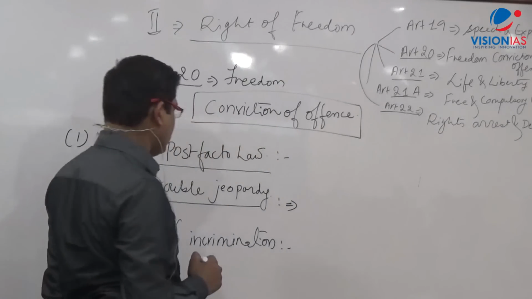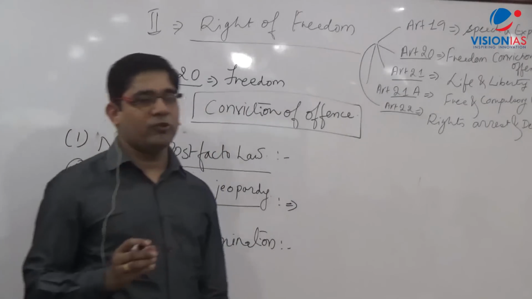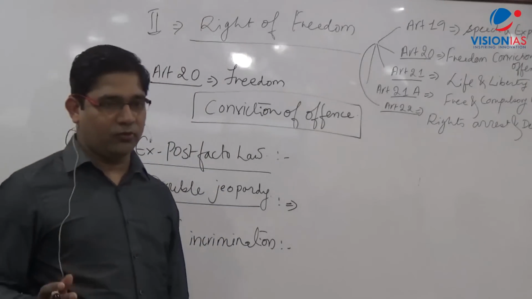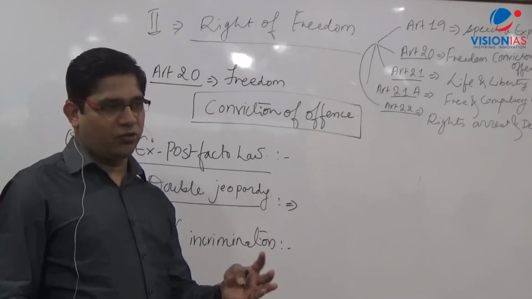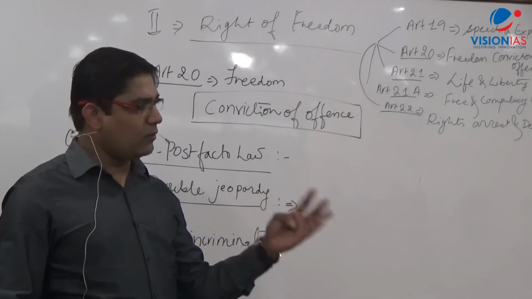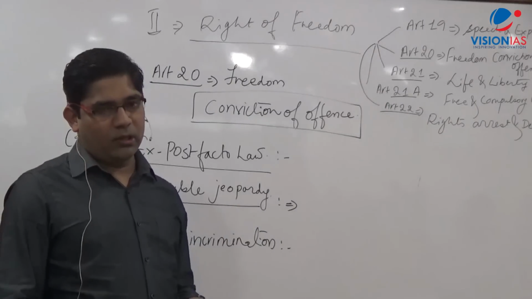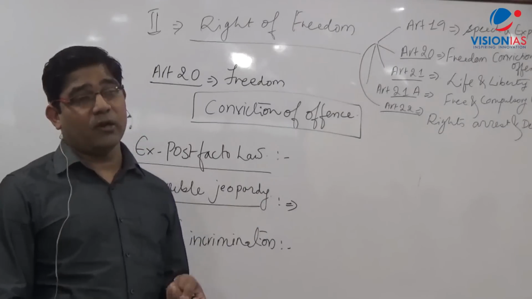There is no double jeopardy. What does it mean? That if you have been punished for a crime once, then for the same crime you cannot be punished twice. So this is also the proportionate theory of justice. Your crime is related to that punishment; if you have already been punished, you cannot be punished again and again for that particular offense.